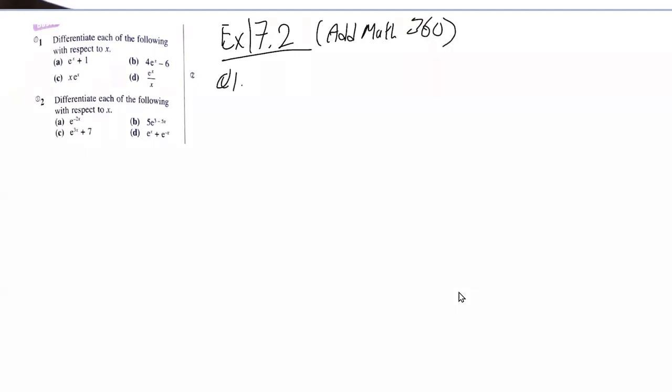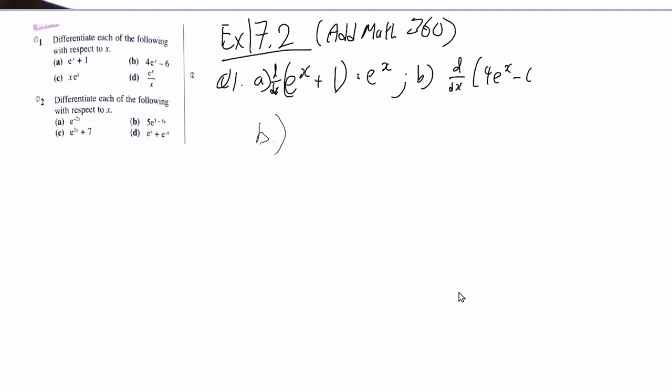Okay, let's try question 1. Differentiate each of the following with respect to x. Part 1a is just e to the power of x. Yes, exactly. Very simple. Part b, 4e power x minus 6. Is it not just e^x? No, because there's an extra 4 here. You must factor out the 4, then differentiate e power x, which is just e power x, differentiate minus 6, you get 0. Done.